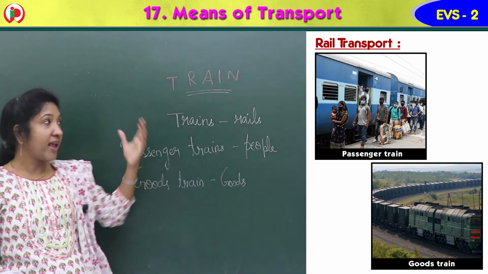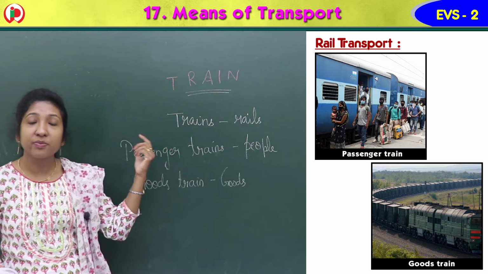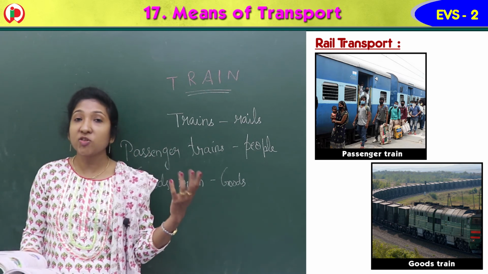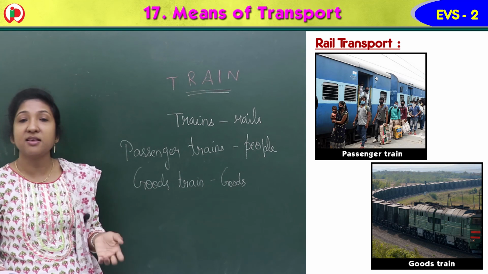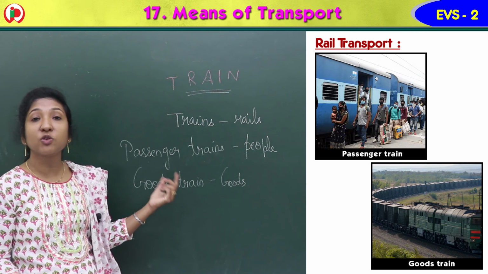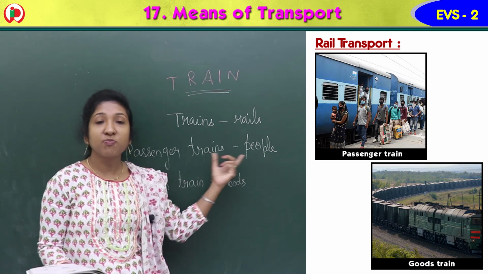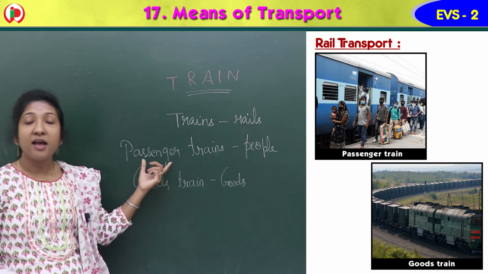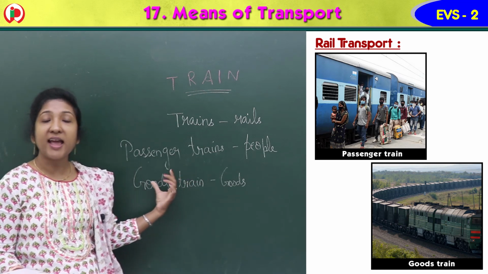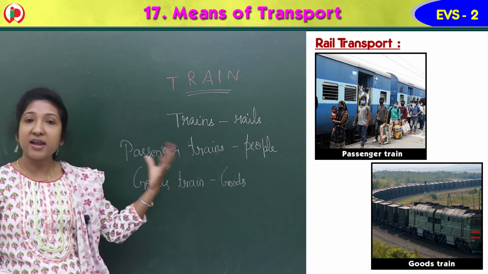Okay, so rail transport, example is train. Trains move on rails. It has an engine and coaches. People travel by train to go to faraway places. And there are two types of train, passenger train and goods train. Passenger trains carry only people, but goods trains carry only goods. Goods trains carry goods, passenger trains carry people from one place to another.